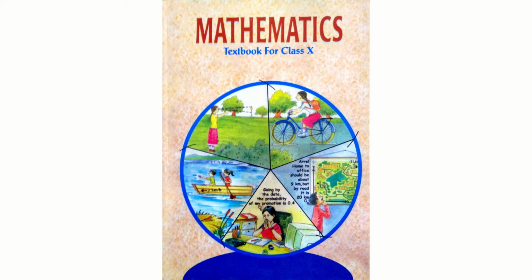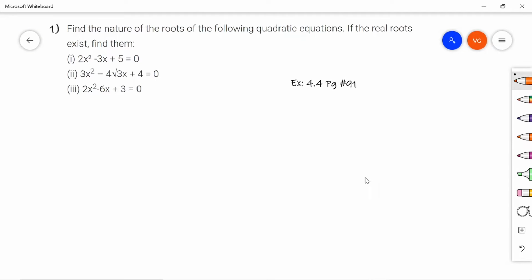I am going to solve the CBSE NCERT textbook for class 10 with a detailed explanation for all the chapters. This is problem number 1 from exercise 4.4, page number 91. Find the nature of roots of the following quadratic equations. If the real roots exist, find them.